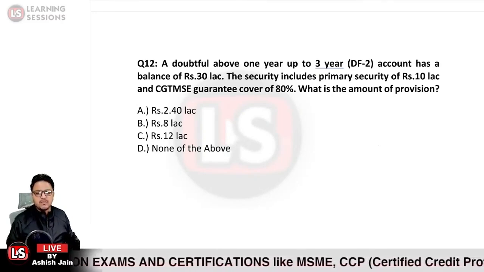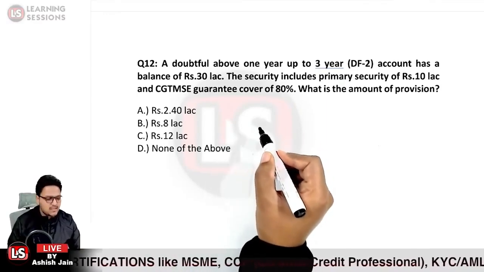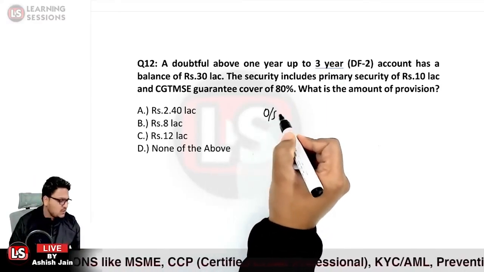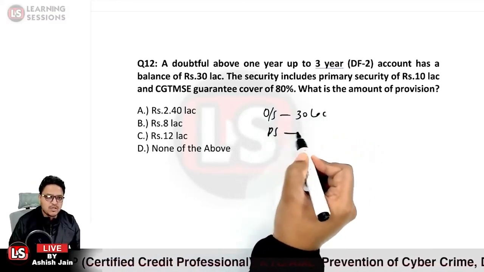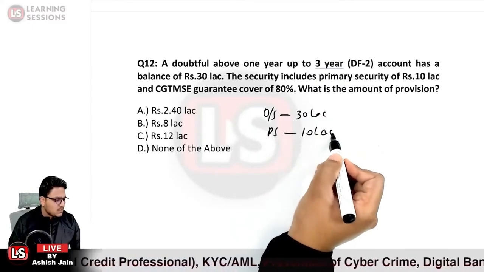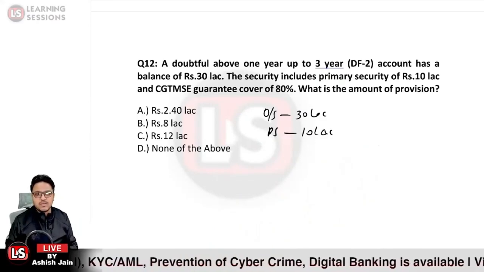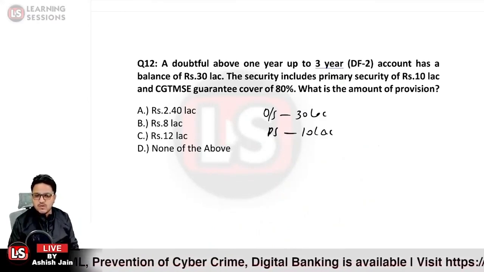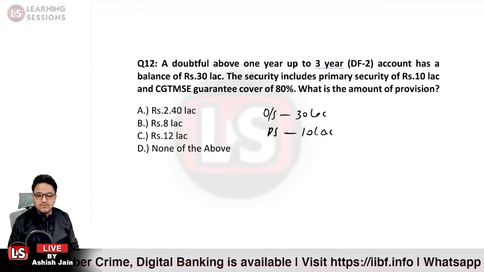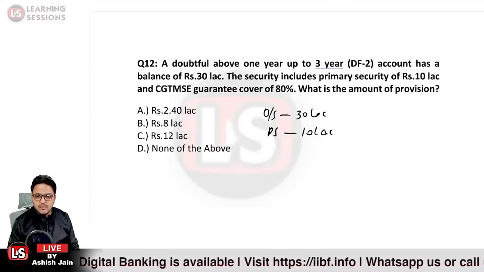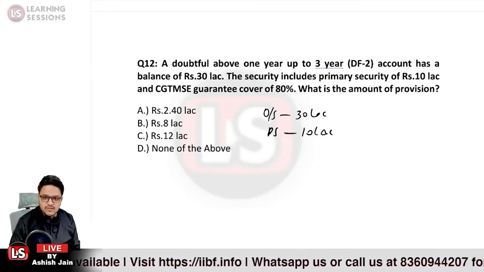So we are provided with the doubtful 2 loan category, and further it is having a balance of 30 lakh rupees. So outstanding balance is 30 lakh rupees, and further we are provided that a primary security is there amounting to 10 lakh rupees. Okay, and we are already provided that a CGTMSE guarantee cover of 80% is available. So what amount of provision is to be created in this particular case? We have our first answer over here by Gohila Chandra, that is option C. Let us check if it is right or wrong.